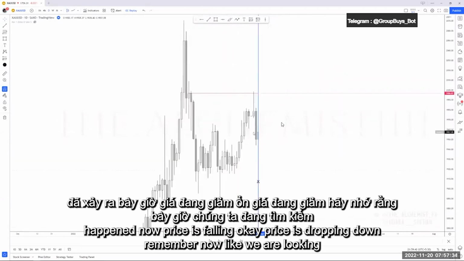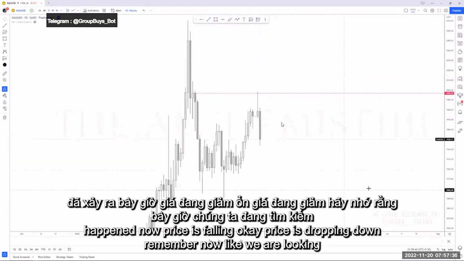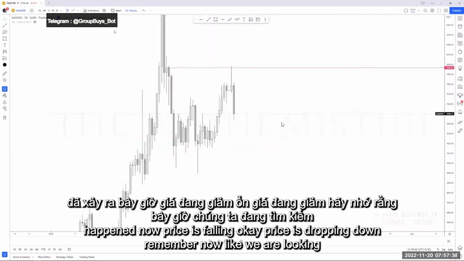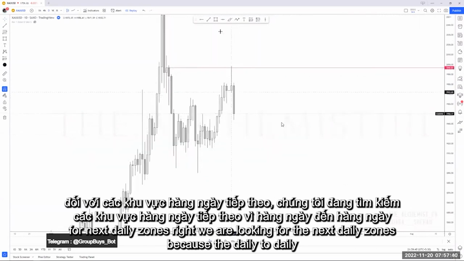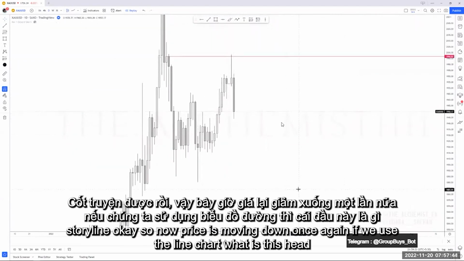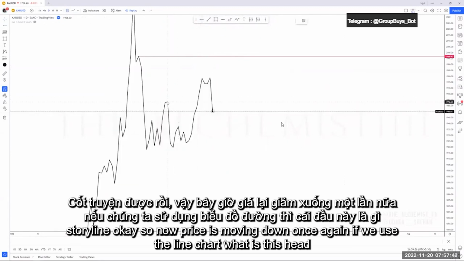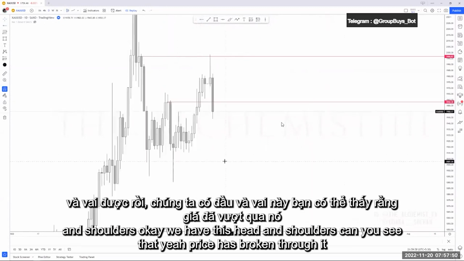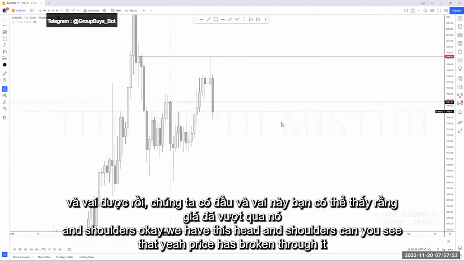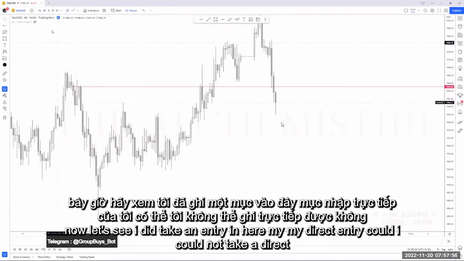So now what has happened? Now price is falling. Price is dropping down. Remember, we are looking for the next daily zones because it's a daily to daily storyline. So now price is moving down. Once again, if we use a line chart, what is this? Head and shoulders. We have this head and shoulders. Can you see that? Yeah, price has broken through it. Now let's see. I did take an entry in here.